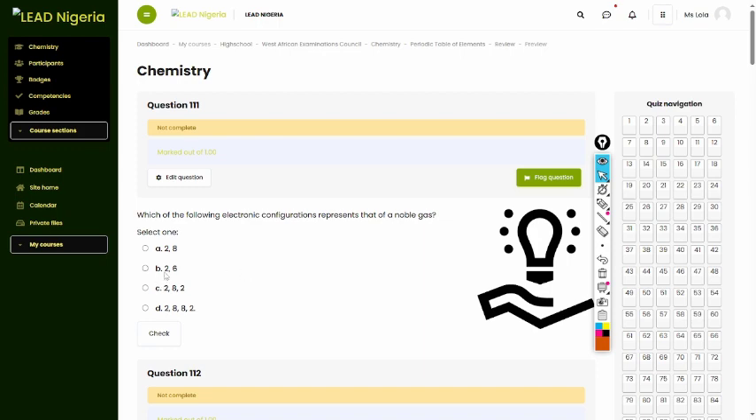So looking at the electronic configurations we have here, the one with the stable outermost electron would be A, because the last shell on A has 8 electrons, and 8 electrons shows that it has complete electrons in the outermost shell. So the correct answer is A.